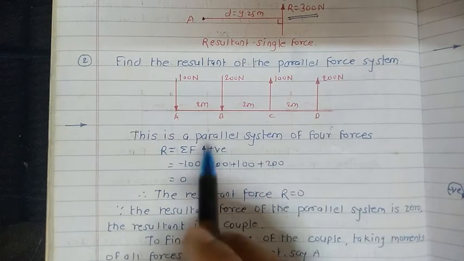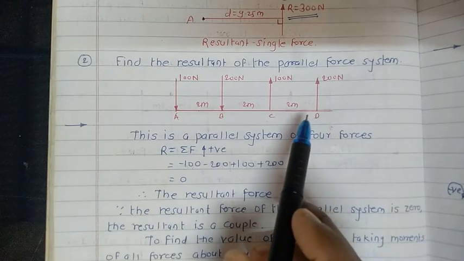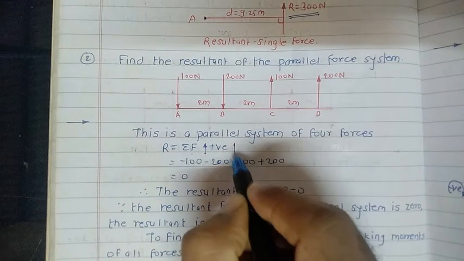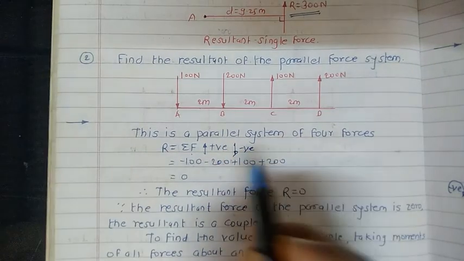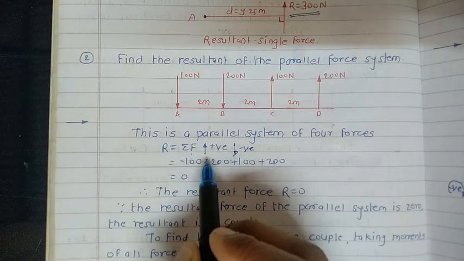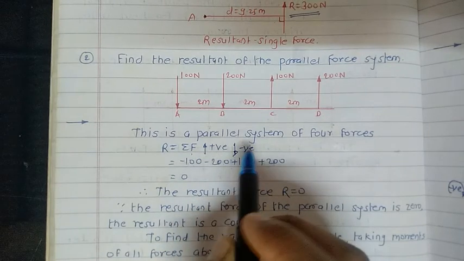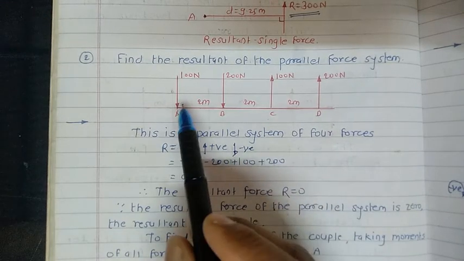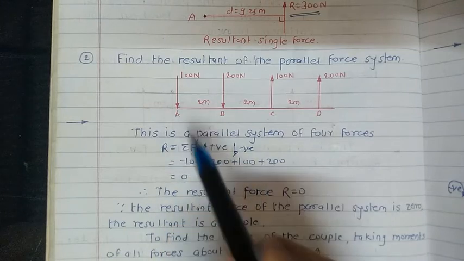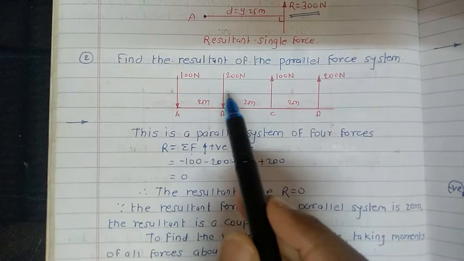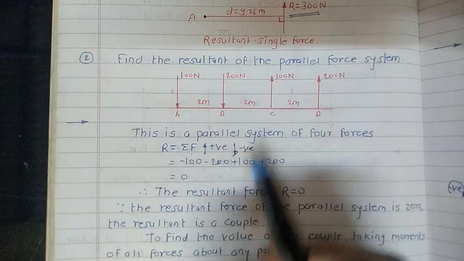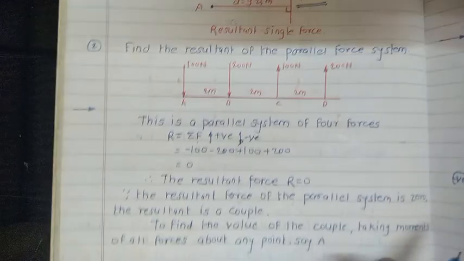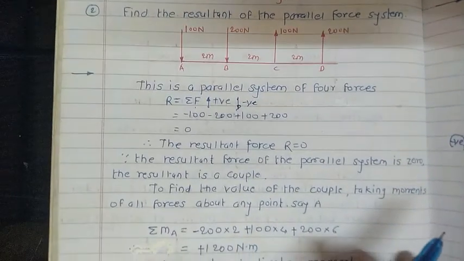So simply you have to add all the forces by considering their direction. So R is nothing but the summation of forces. You have to use this sign convention: whichever force is running in the upward direction, you consider that force as positive, and in the reverse direction you consider that force as negative. Now focus on the first force. The magnitude for this 100 Newton force is negative. Similarly, this one comes negative, this one plus, this one plus. If you solve this, you get the value for this resultant force as 0. The resultant force is 0.